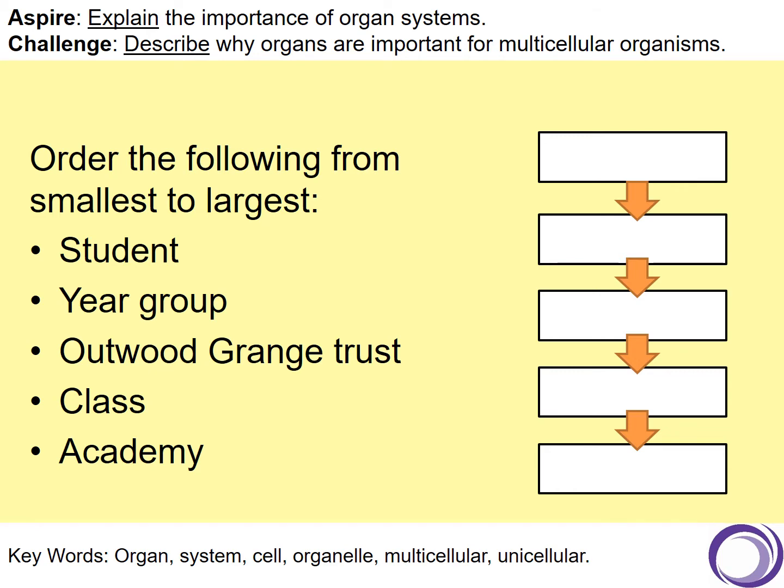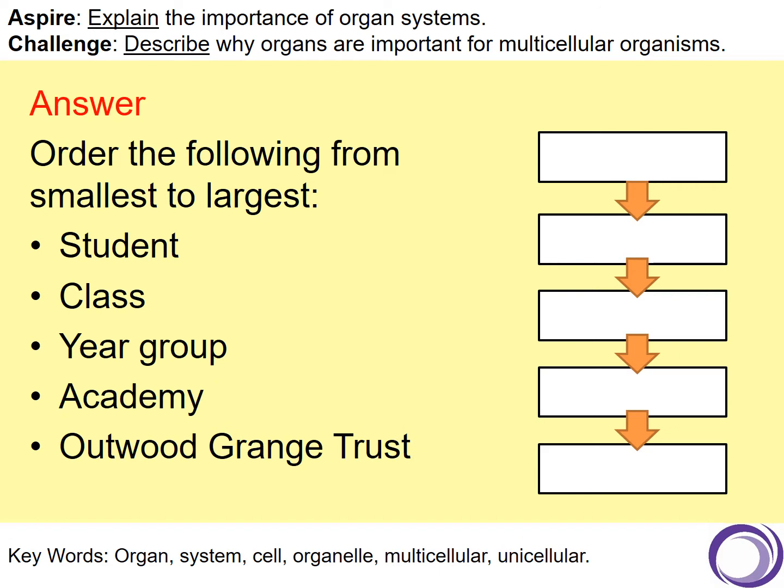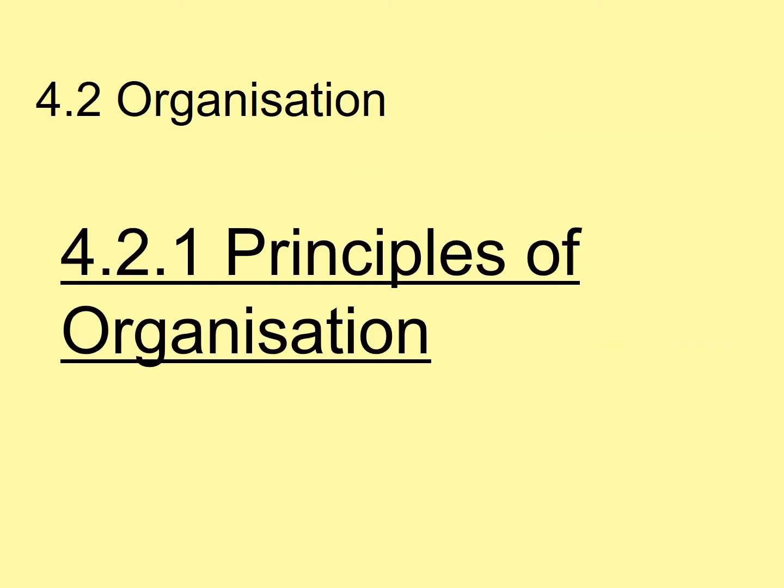Okay, so answers. First, you should have the student, which is 1, and then the class, which is usually about 30. Then a year group, which, depending which school you're in, is about 130 up to 200 or 300, and then the academy, the whole school, which is upwards of 1,000, and then the whole trust. That idea is going to be used within this lesson.